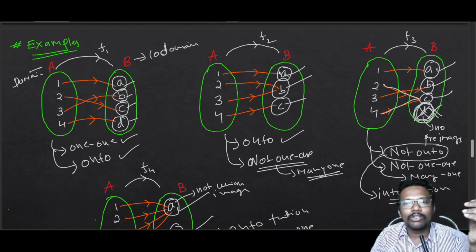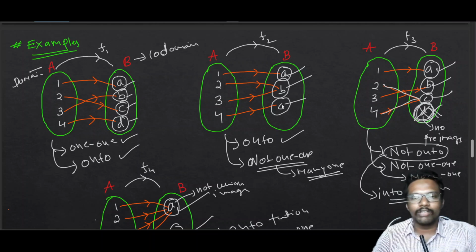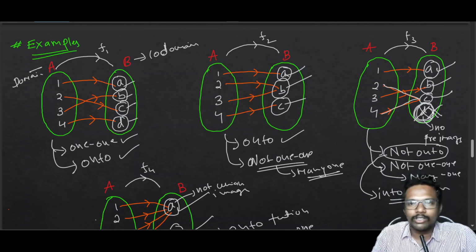When it comes to onto, we have to focus on the codomain, elements of codomain. Elements of codomain should have at least one preimage, not unique here. At least one preimage means minimum one preimage should exist. If more than one exists, it is not a problem, but there should be minimum one preimage, then only we can say it is an onto function. So in the example 3, f3, d has no preimage here, so we call it not onto.